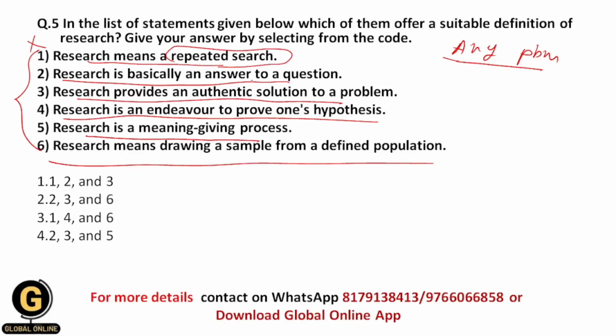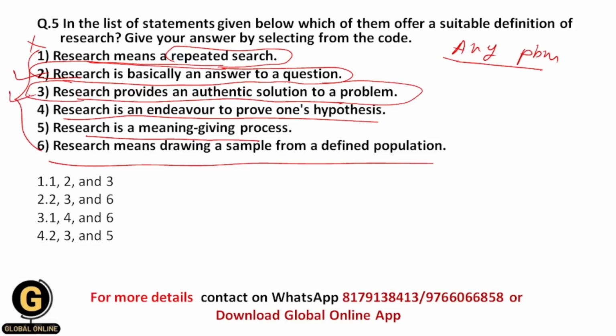Research is basically an answer to a question. Yes, this is the correct definition of research, because research means that we are finding the answer to our problem. So this is correct. Research provides an authentic solution to a problem. Yes, research provides us an authentic solution to our problem.